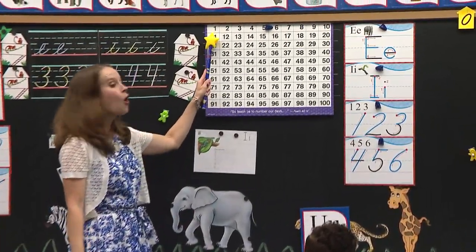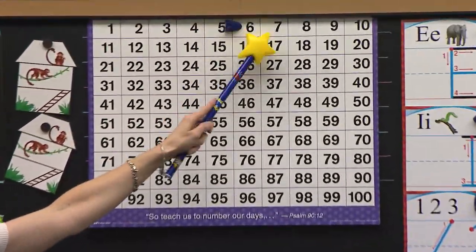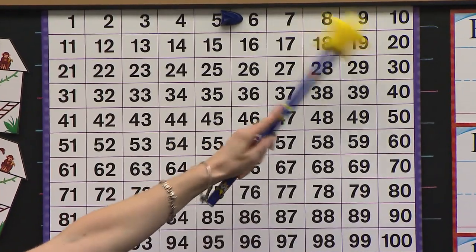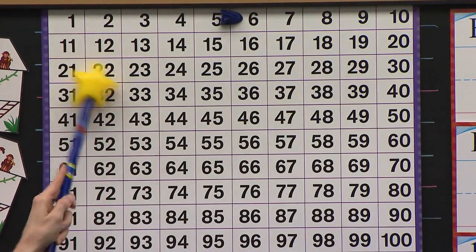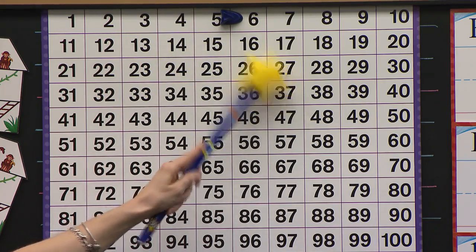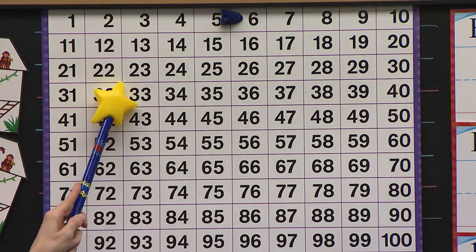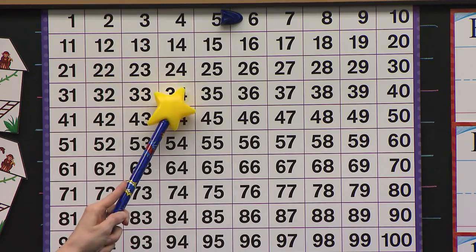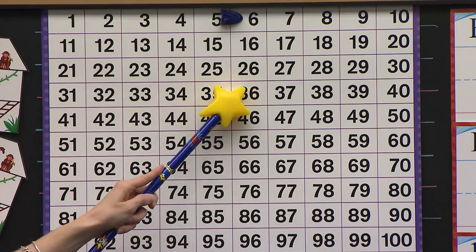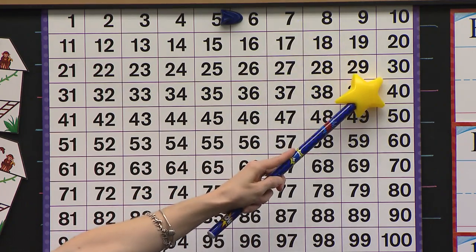Start together. 1, 2, 3, 4, 5, 6, 7, 8, 9, 10, 11, 12, 13, 14, 15, 16, 17, 18, 19, 20, 21, 22, 23, 24, 25, 26, 27, 28, 29, 30.